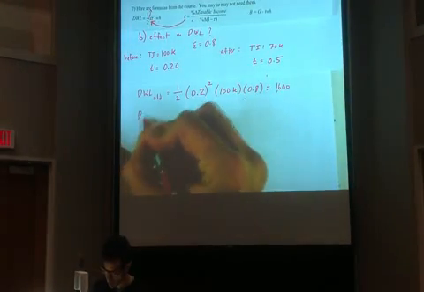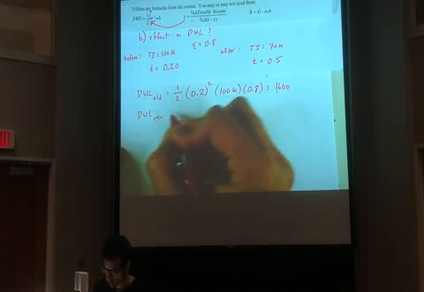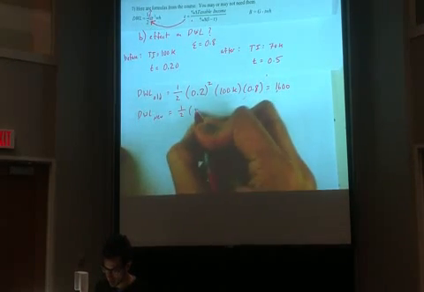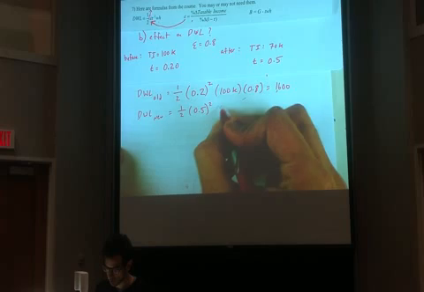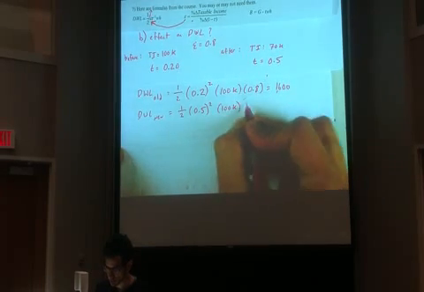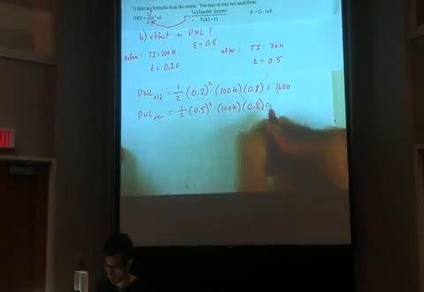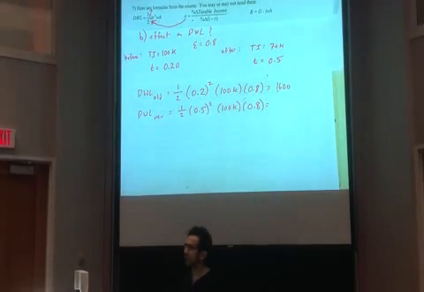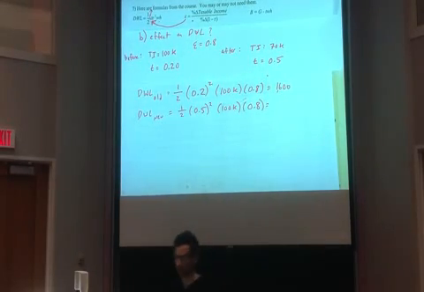And our deadweight loss new is going to look like what? It's going to be 1/2. Now we have 0.5 squared. We still use 100,000 and 0.8. So what do we get for that? 10,000.